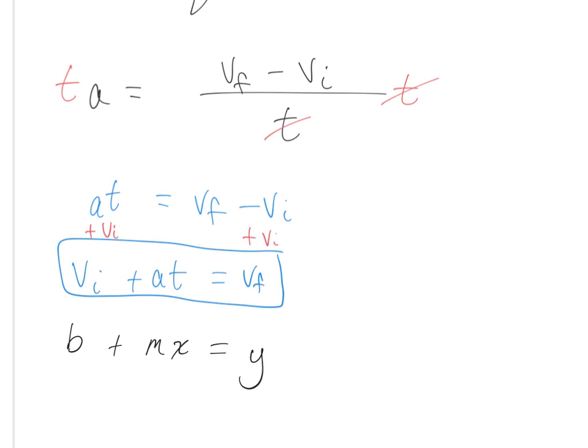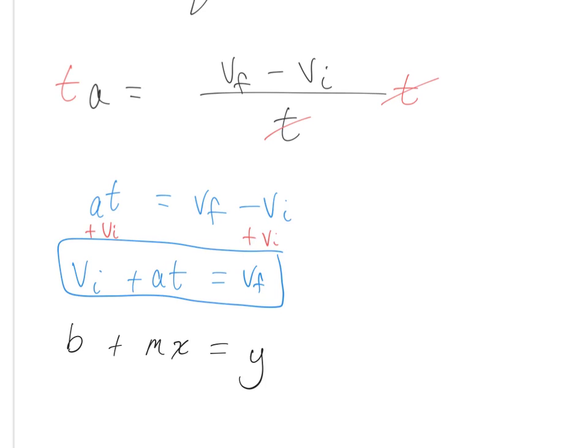Here's y. x is time. Isn't time always on the axis? So this is like your y-intercept. Isn't the y-intercept in math called the starting point? Have you ever heard that before? The y-intercept in math is called the starting point, starting velocity.